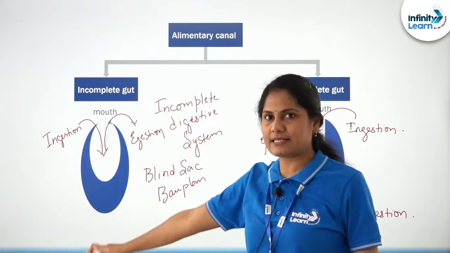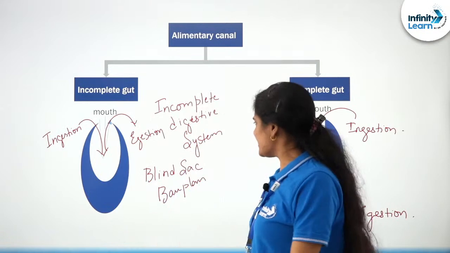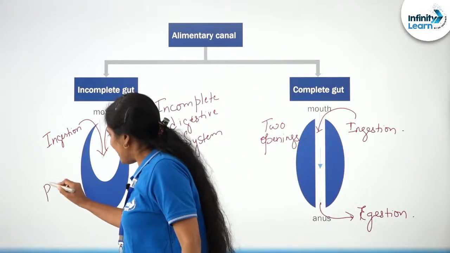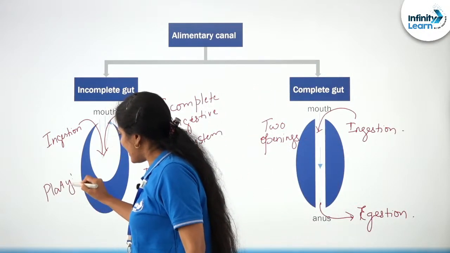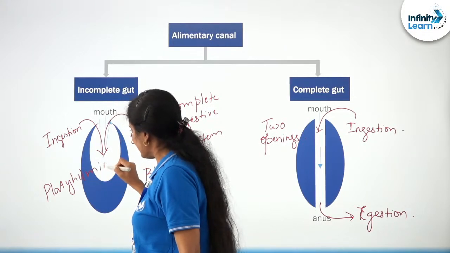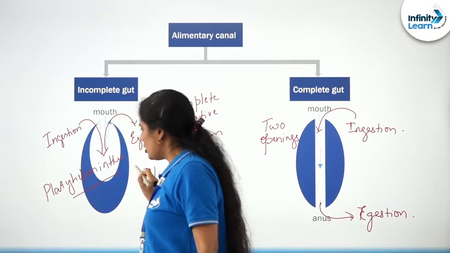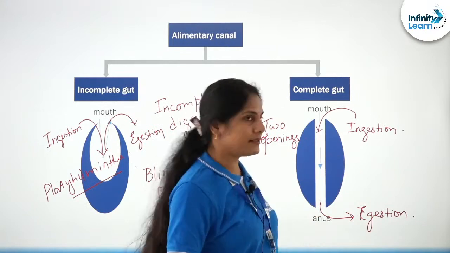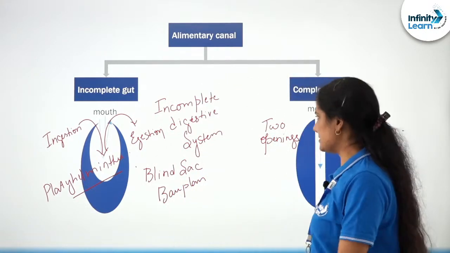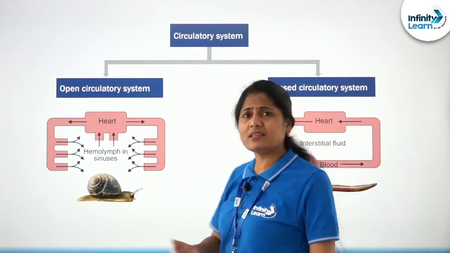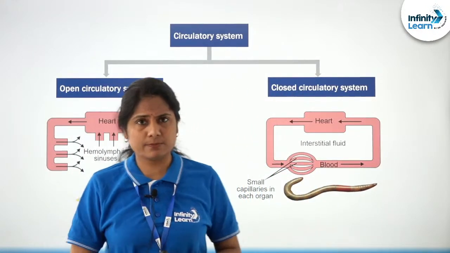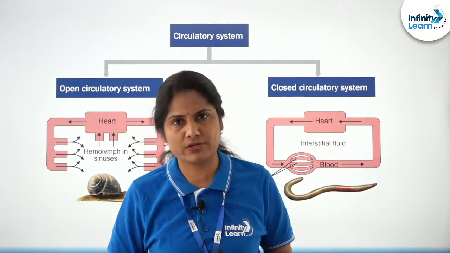This is incomplete digestive system. This is complete. What are the examples that you can give? Platyhelminthes, say for example, has a blind sac, right? Platyhelminthes, the flatworms. All the others obviously come under the complete gut, right? Another example of a system which can be branched, circulatory system.